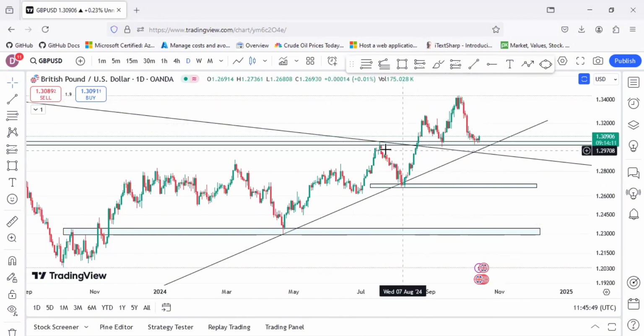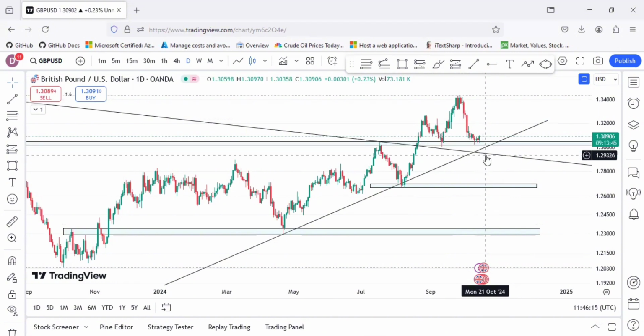So now, after you have been able to draw your level, what is the next thing for you to do? It is to begin to look for the reaction. You don't just jump in immediately. I told you, trade at the level. You enter your position at the level, but you don't enter immediately. You now need to look out for the reaction of the market at that level.